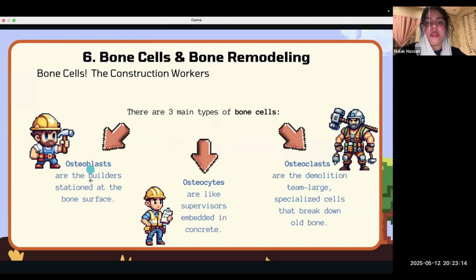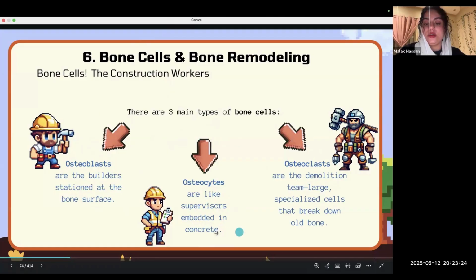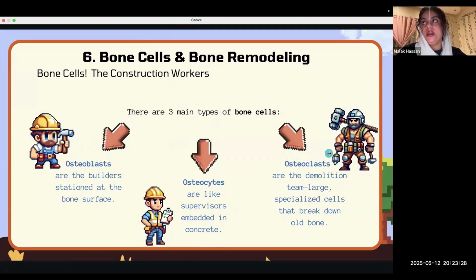Osteoblasts are the builders, so B for builders, and they're stationed at the bone surface. Osteocytes are like the supervisors, so C for supervisors. They're embedded in the concrete. And osteoclasts are the demolition team. Now, clasts are the ones that break down old bone.